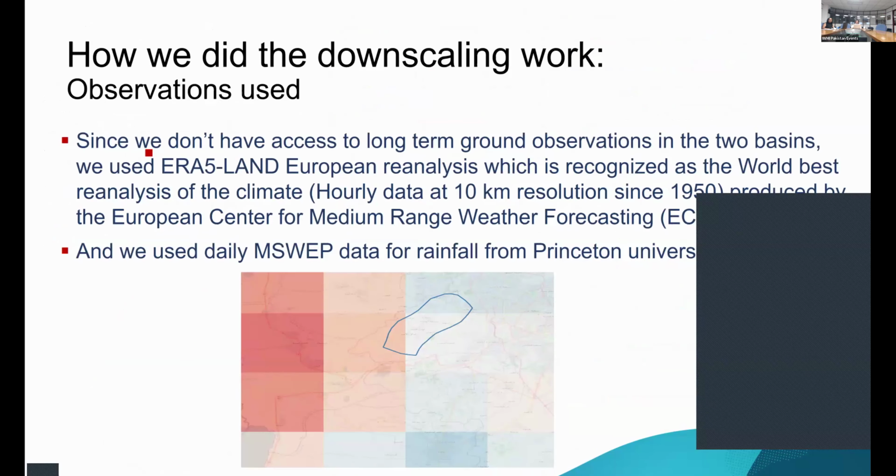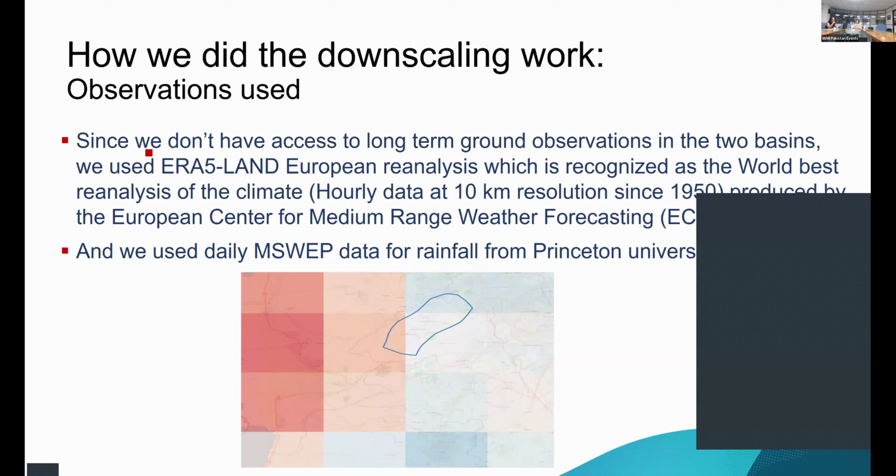Now for the observations. For the statistical downscaling, we need accurate observations. And since we didn't have access to long-term ground observations in the pilot basins, we leveraged high-quality reanalysis datasets combined with satellite-based products to establish a reliable historical baseline.